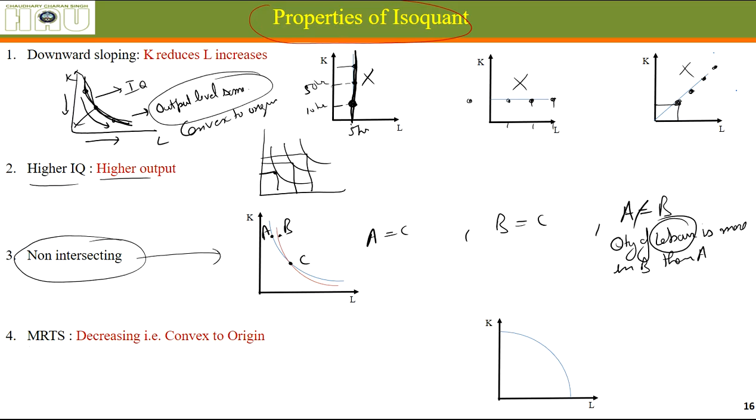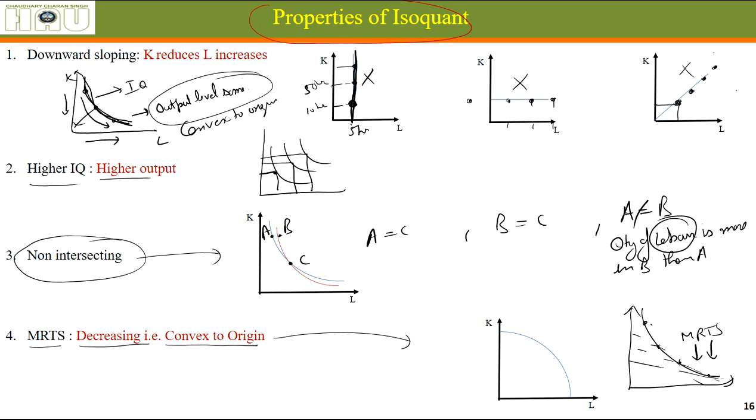Alright. Marginal rate of technical substitution is decreasing in nature, and therefore it is convex to origin. The reason for this is a little complex for this course, but just remember, as I have explained in the earlier graph, as we move from this point to this point to this point to this point, the slope of isoquant, that is the marginal rate of technical substitution, is reducing, diminishing in nature.